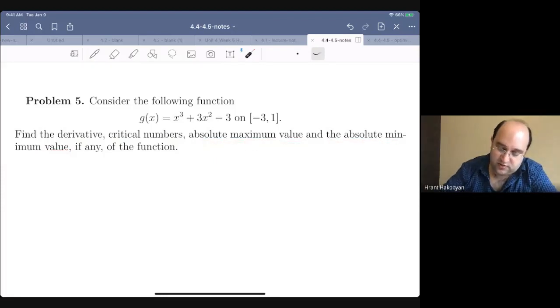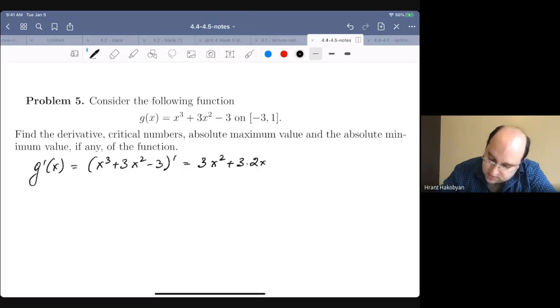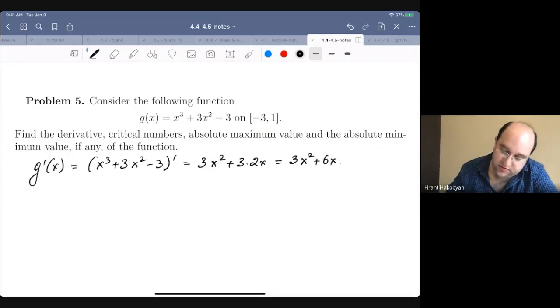Okay, so let's go step by step. Let's do the derivative first. So the derivative of x to the third plus 3x squared minus 3 is equal to 3x squared plus 3 times 2x minus 0. So I'm not going to write that. Well, I can leave the answer like this, right? So I can write it as 3x squared plus 6x. Okay, so that's the derivative.